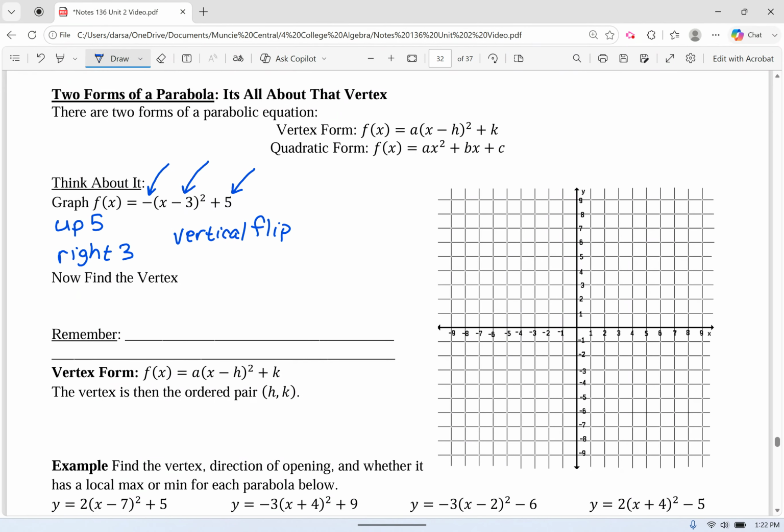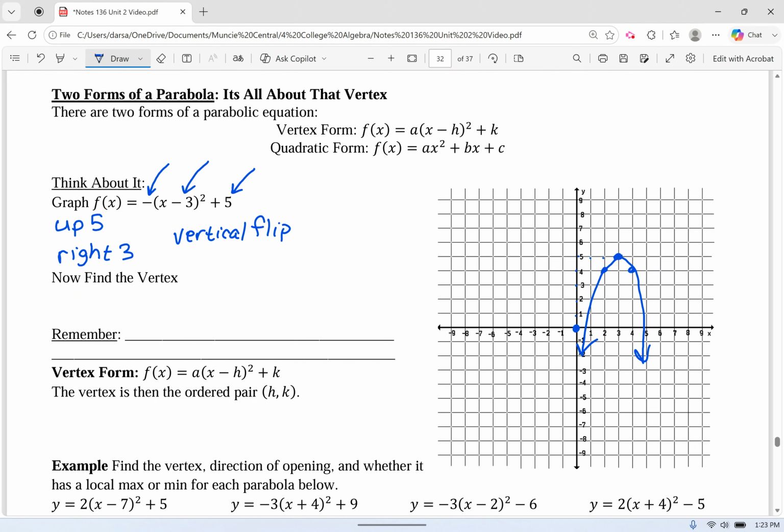So let's go ahead and graph this. So normally the parabola would be here, and we're going to take that vertex and go up 5 and right 3, and we'll put in our graph. And then because the graph has flipped, we'll go right 1, down 1, back to the vertex, left 1, down 1, and we will open down. So a quick sketch of our parabola would give us something that looks like this.